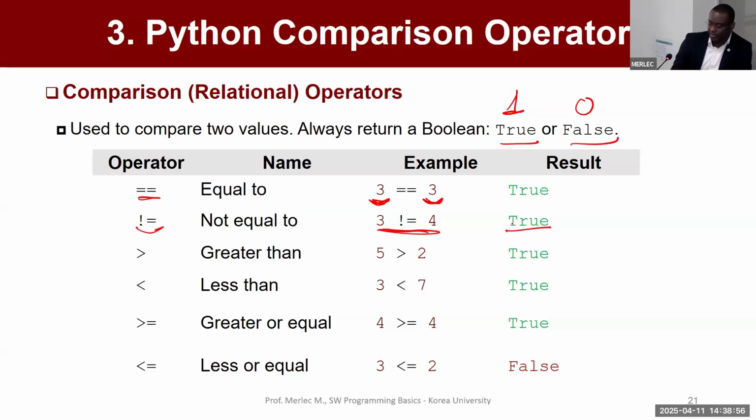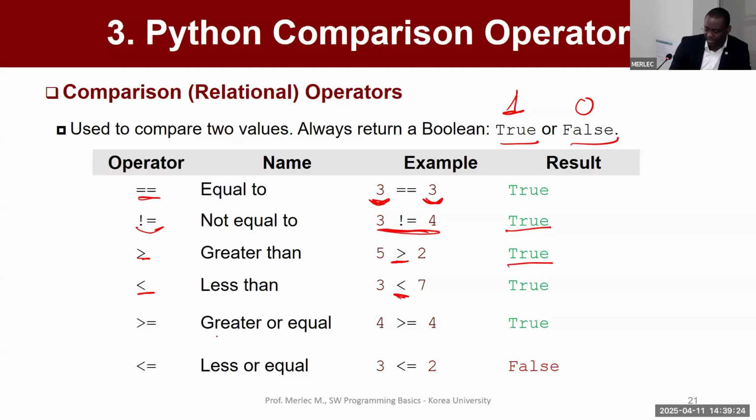If you want to check whether the expression on the left side is greater than the expression or the value on the right side, you can use this sign. It will give you true if the statement is verified. For less than, you just use this sign. This one also will give you true if the statement is verified. If not, it will give back the result as false.